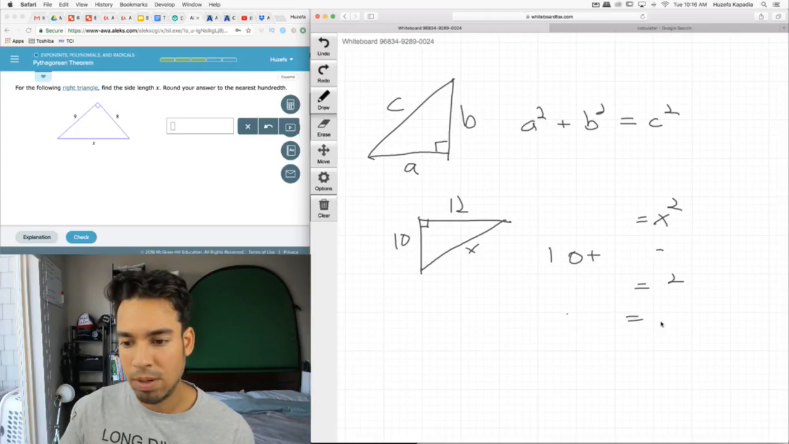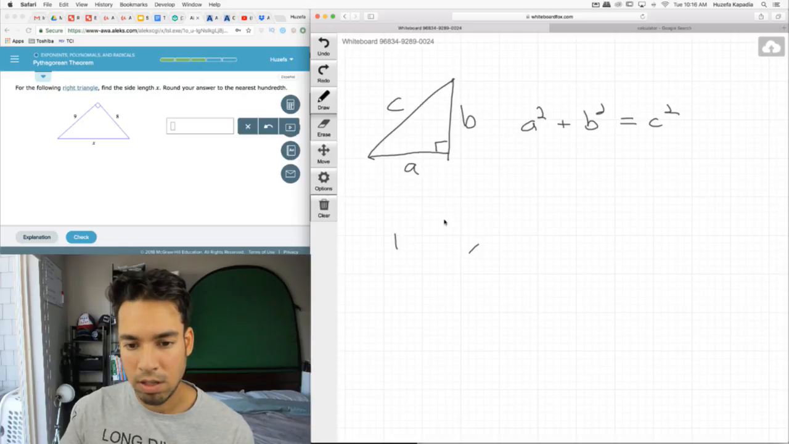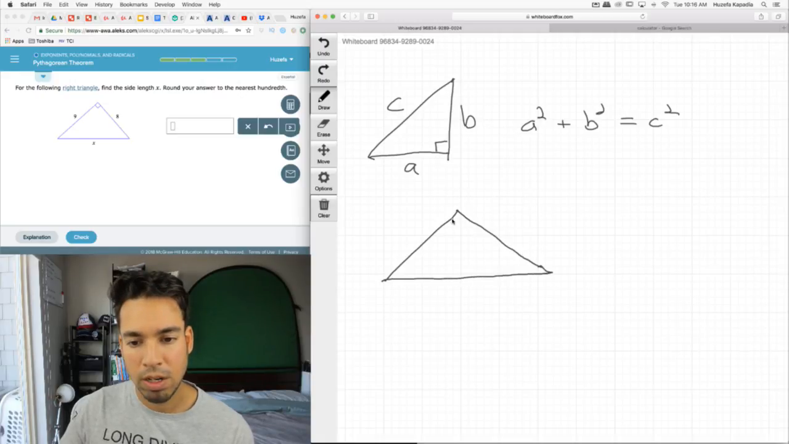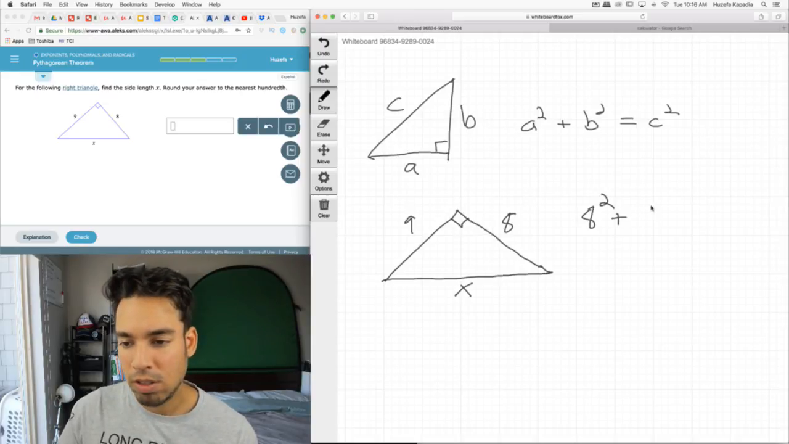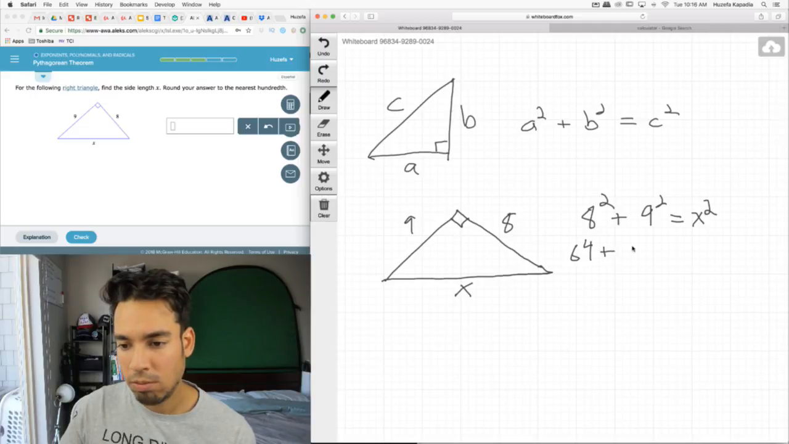All right, last but not least, notice where that right angle is this time. I didn't draw it perfectly, but here's my right angle this time, which means x is again opposite that. It's the hypotenuse. And it doesn't matter whether I put 8 or 9 first, right? It makes no difference. Just choosing one randomly, but it's a squared plus b squared or whatever. And then equals x squared. It becomes 64 plus 81 equals x squared.